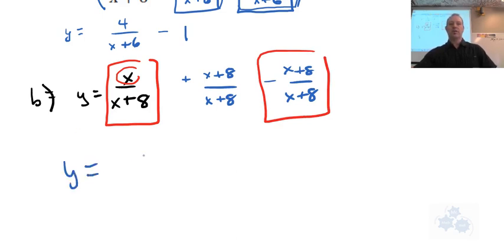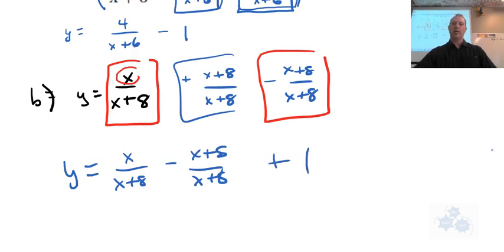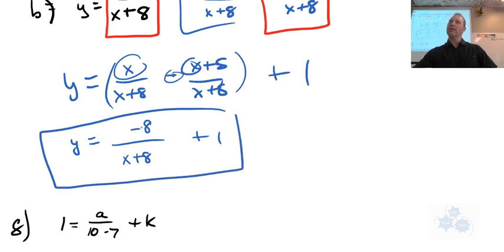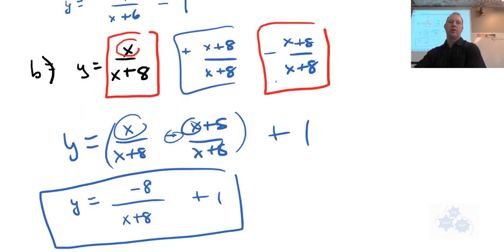So guys, this is important. Watch this. So this is going to be y equals x over x plus 8 minus x plus 8 over x plus 8, and this is going to be a plus 1. When we simplify this, we simply gather our like terms up top, and x minus x is 0, and then minus 8. So it's going to be negative 8 over x plus 8 plus 1. There you go. So we want to get rid of our x's on top, so we can pick and choose which one we want to subtract or add. Okay? So that's question number 5. It's a bit tricky there, but now we've done that together.